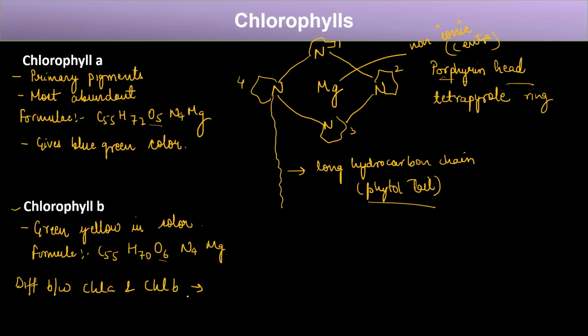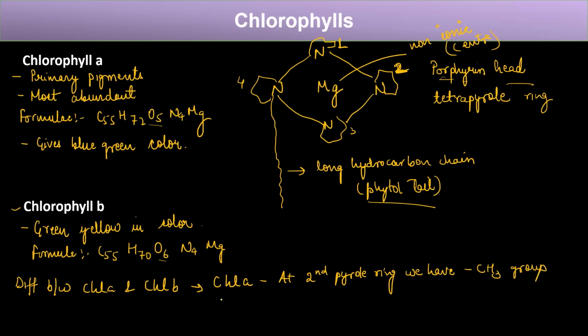can we see? In the case of chlorophyll A, at the second pyrrole ring, so this is your first pyrrole ring, this is your second pyrrole ring, at the second pyrrole ring of chlorophyll A, we have a CH3 group or methyl group.